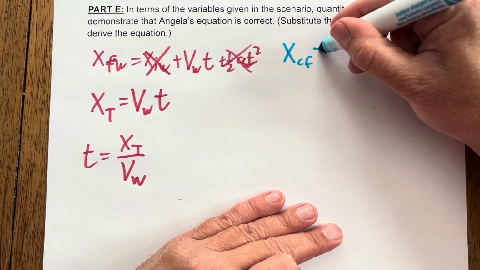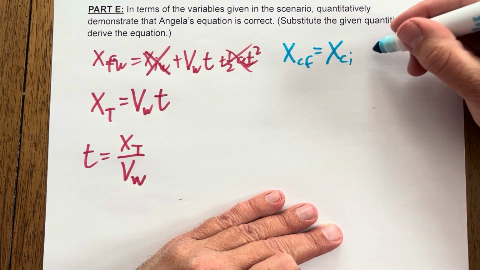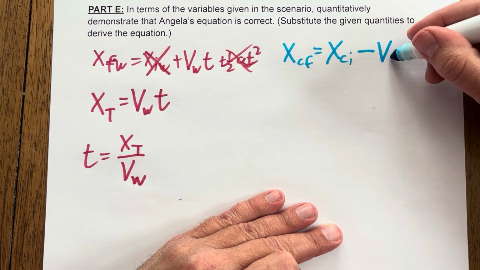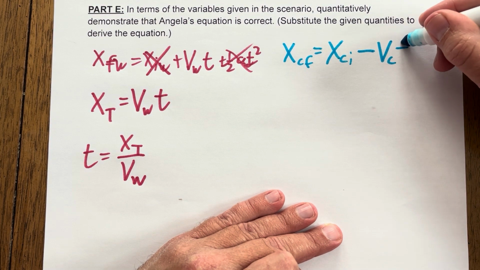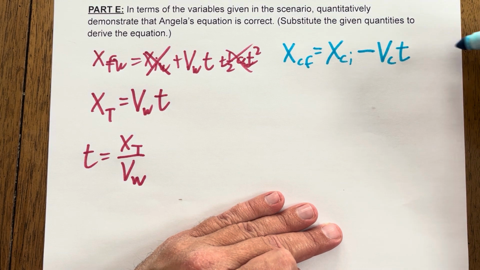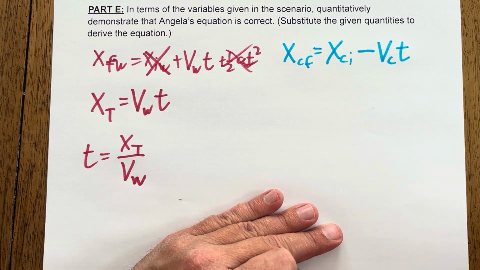The final position of the cornerback is equal to the initial position of the cornerback. And then we'll put a minus here for the velocity being the other way. The initial velocity of the cornerback times time. And again, the cornerback doesn't have any acceleration, so that plus 1/2 AT squared part is gone. And the negative again comes from the fact that I'm already calling this a negative velocity.